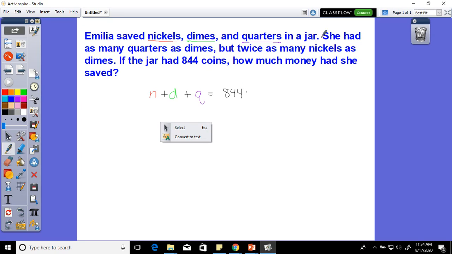Okay, so now let's talk about what they tell us next. She had as many quarters as dimes. So what that tells us is the number of quarters is equal to the number of dimes, right, because they're the same number. So what that means is in our expression here, or in our math problem, we can replace the Q with D or the D with Q. Well, everything that they talk about is in reference to dimes. So we're going to replace the Q with the D. So now our new problem. We'll leave this purple.